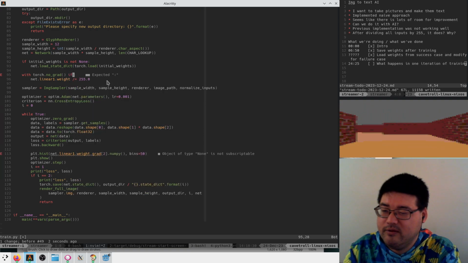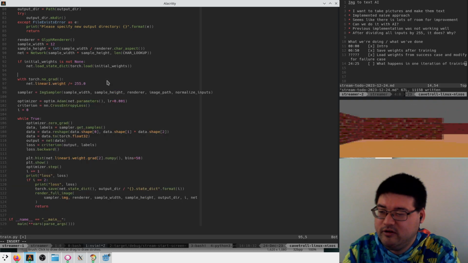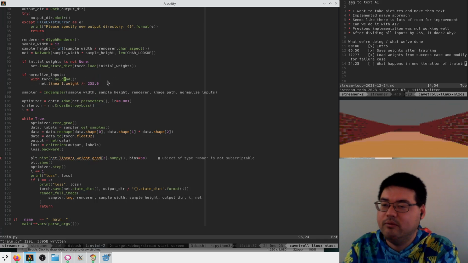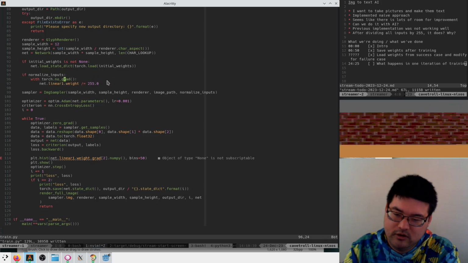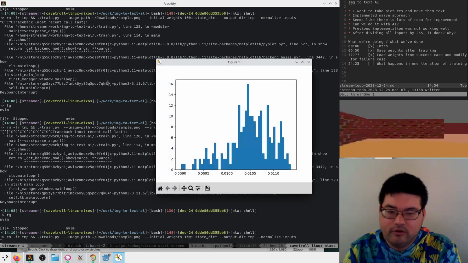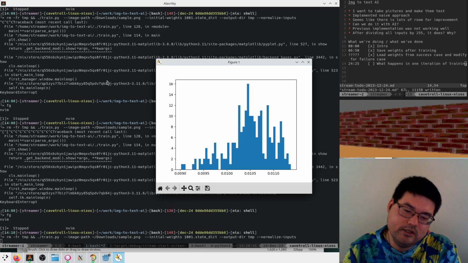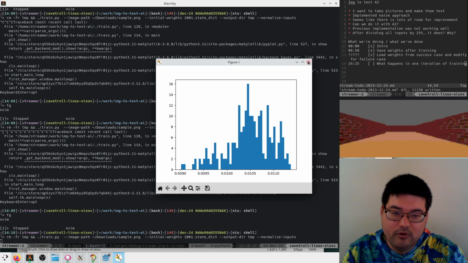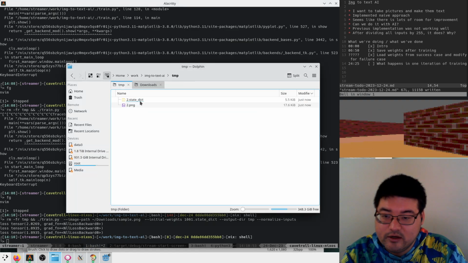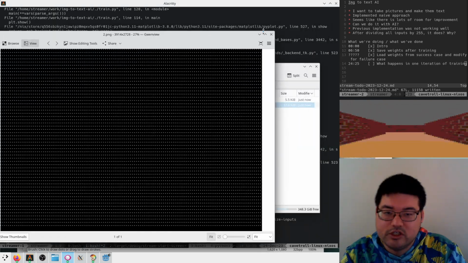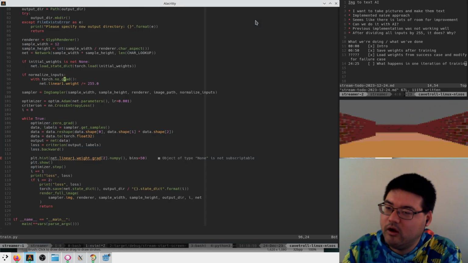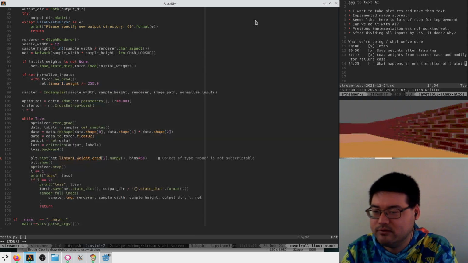So, good catch. If normalize inputs, then we do this. Okay, now we can look at this again. So our gradients still look the same. But let's double check here. On the second iteration now, it does look bad even though we normalize inputs. So that's a good clue. We should confirm. This should be if not normalized inputs. That's why.